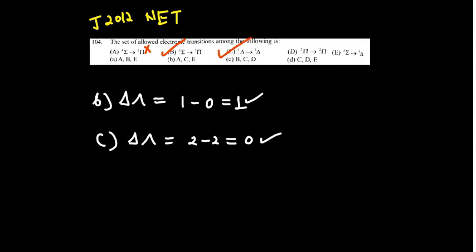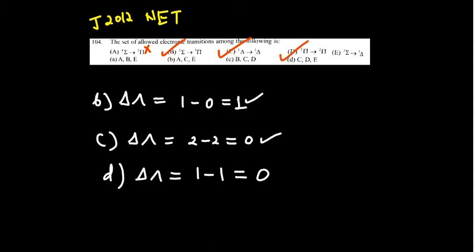Now go for the last one, that is the D. In the case of D, transition is happening from pi to pi, that means 1 to 1 actually, right? So delta lambda, if you calculate, will give you 1 minus 1, that will give you 0. So D is also allowed. You can write D is also allowed.